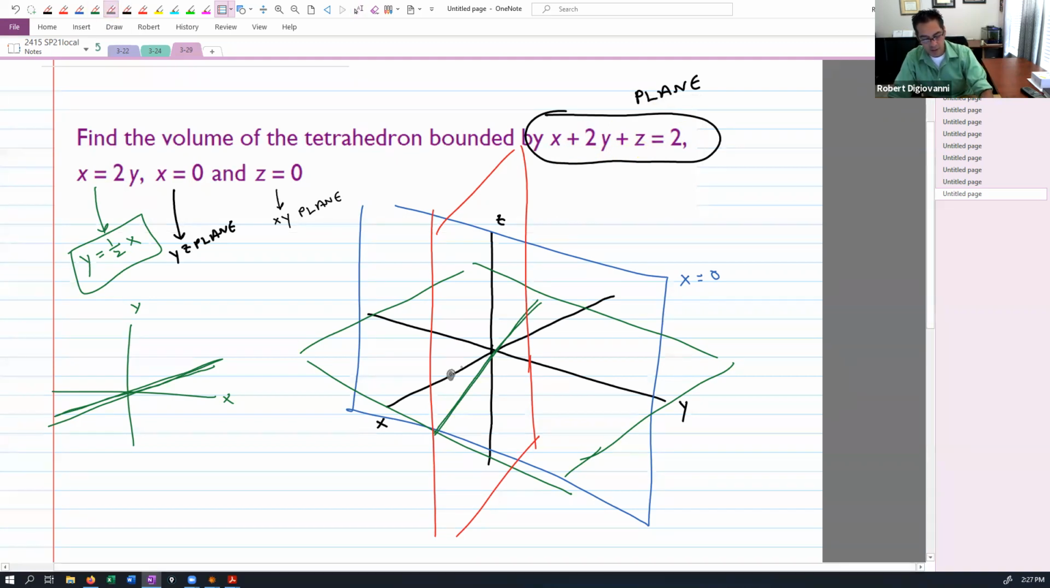So let's say that's X equals 2. If I want to know where it hits the Y axis, I let X and Z be 0, and if I solve for Y, I get 1. And if I want to know where it hits the Z axis, I let X and Y be 0 and we get Z equals 2. So we have this tetrahedron, or sorry, this plane that would cut through like this.